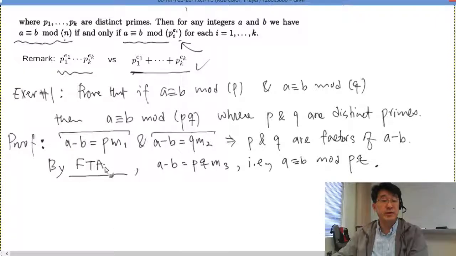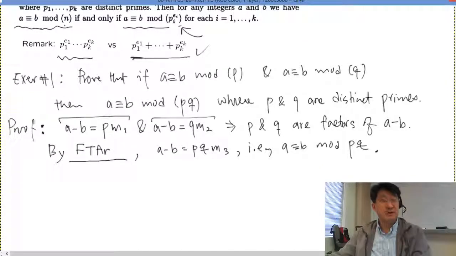Fundamental theorem of arithmetic. Why am I putting R in there? Because FTA means fundamental theorem of algebra. Okay? All right, any questions? All right, you can extend this argument to more number of factors involved. Very good. Unique factorization. What's that one?